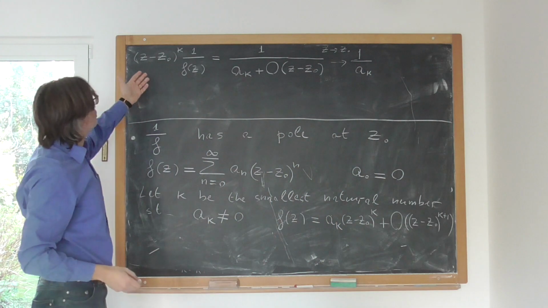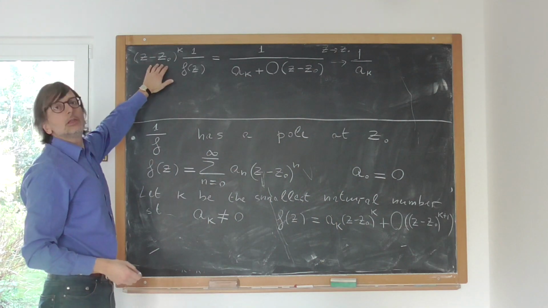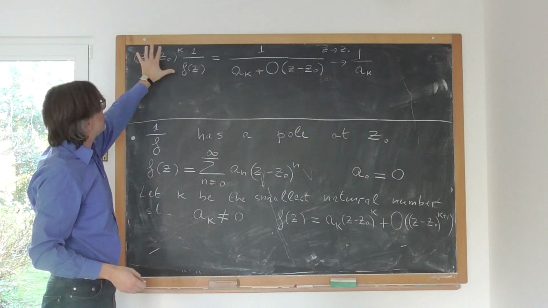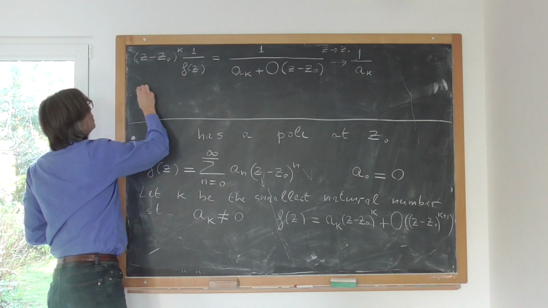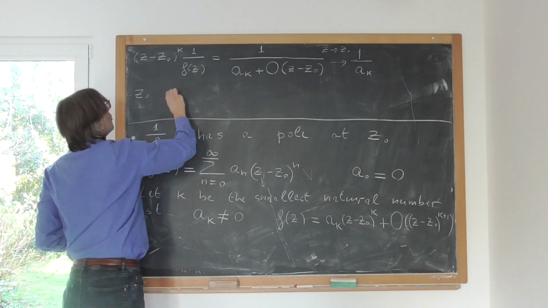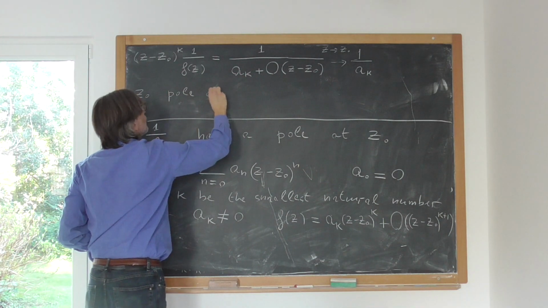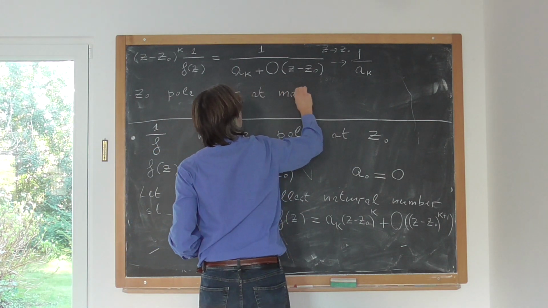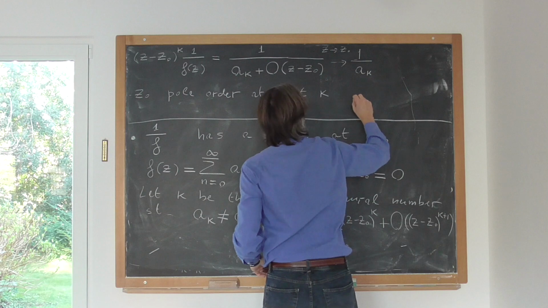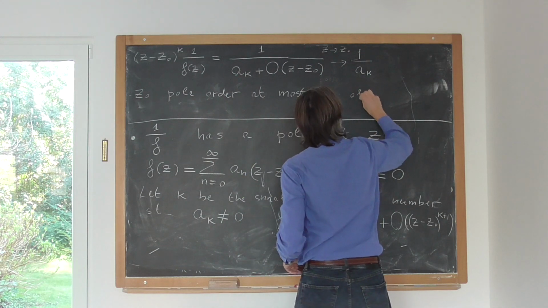So this fact shows that z naught is a removable singularity for this product, and therefore z naught is a pole of order at most k of 1 over f.